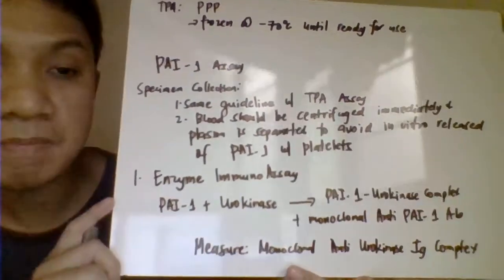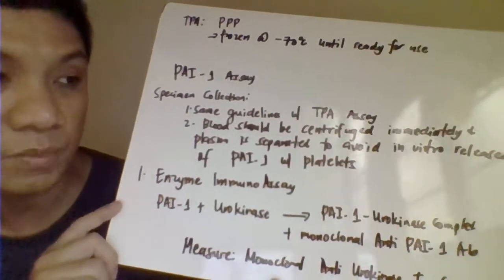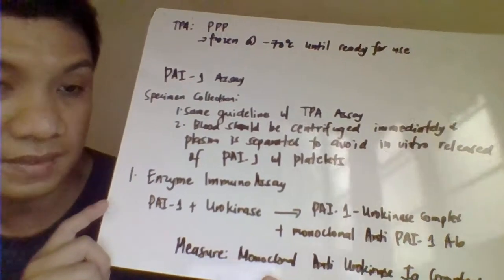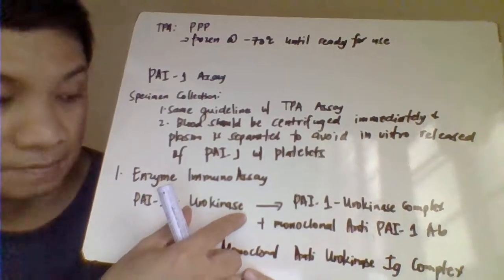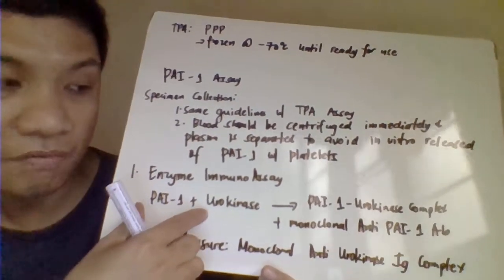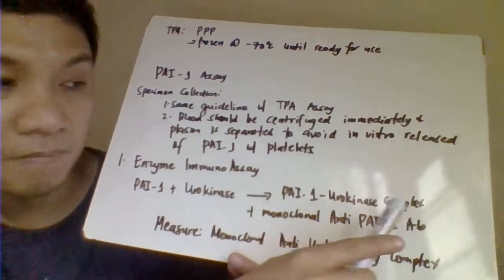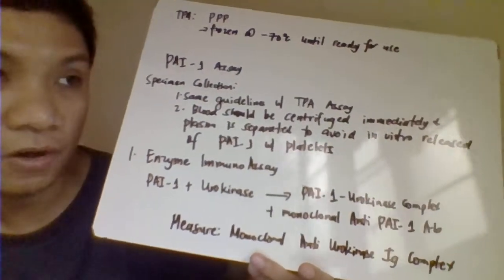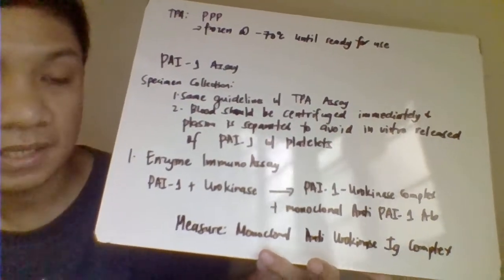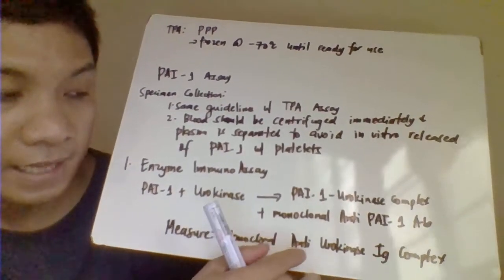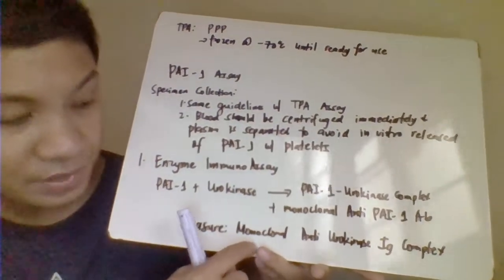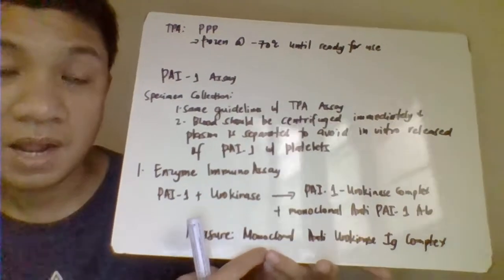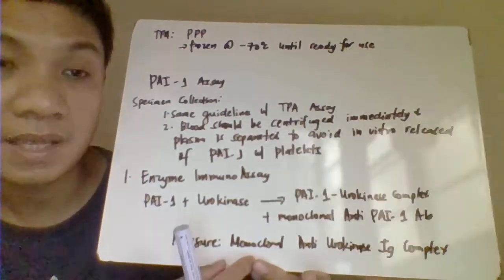Okay, we have here the different methods for the PAI-1 assay. The first one, we have your enzyme immunoassay. For the enzyme immunoassay, try to utilize your urokinase, combining with the PAI-1 to form your PAI-1 urokinase complex. Then you add your monoclonal anti-PAI-1 antibody, and try to measure here the monoclonal anti-urokinase immunoglobulin complex. So the higher the concentration of this one, the higher the concentration of your PAI-1, directly proportional.